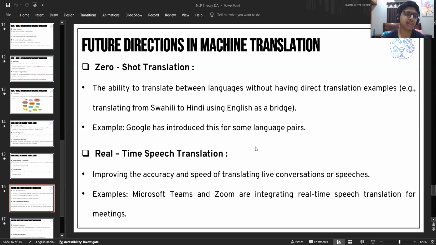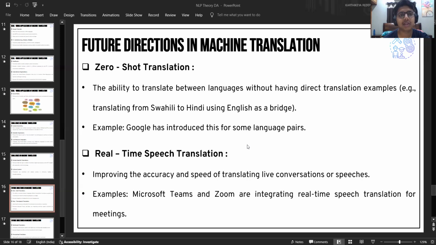So, looking ahead, machine translation is evolving in interesting ways. So, some of its future directions include zero-shot translation. So, it is the ability to translate between languages without direct examples. For instance, translating from Swahili to English, Swahili to Hindi using English as a bridge. Google has introduced this capability for some language pairs. And real-time speech translation. It helps in improving the accuracy and speed of translating live conversation, which is a key focus area.